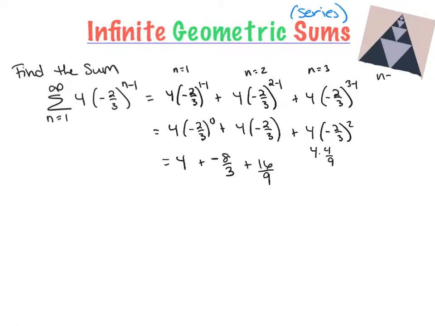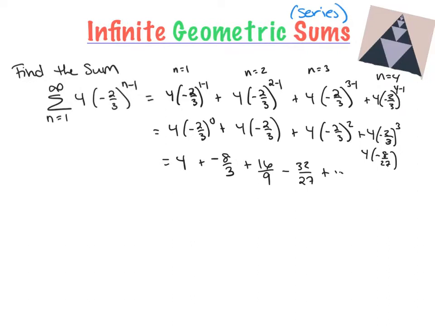When n equals 4, we have 4 times negative 2/3 to the 4 minus 1. 4 minus 1 is 3. So 4 times negative 2/3 cubed. Let's see, giving myself a little bit of room. That would be 4 times negative 8 over 27, which is negative 32 over 27. And so on.